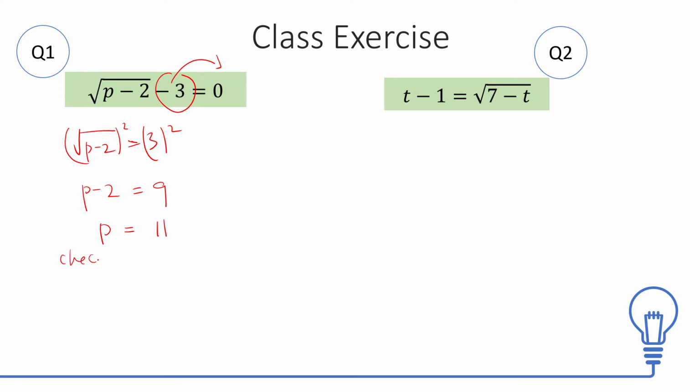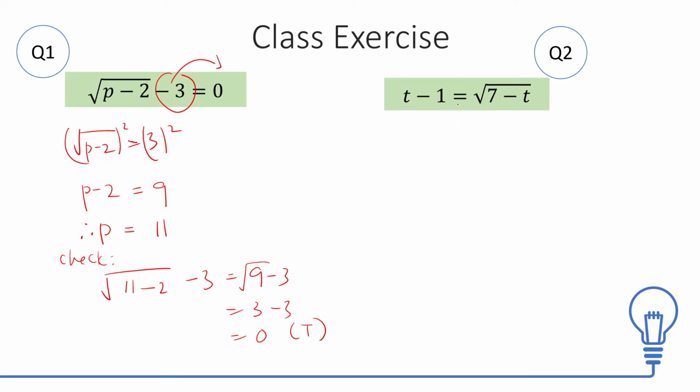And remember, checking the square root: 11 minus 2 minus 3 is actually 9, the square root of 9 minus 3 is actually 3 minus 3, which is 0. So that means it's true, so this one is my answer. Okay, so how about the second one?